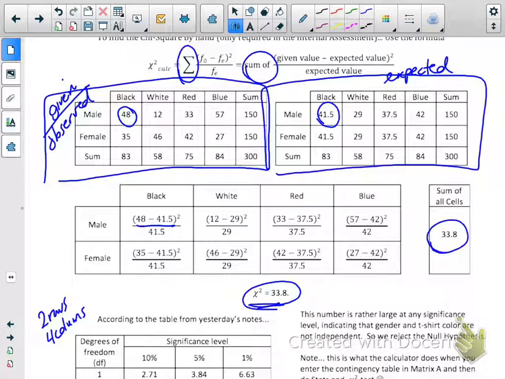Now, again, you don't want to include your sum. So I really have 1, 2, 3, 4, 5 columns of numbers, but really only 4 are my data points. So if I find my degrees of freedom, that's going to be 2 minus 1 times 4 minus 1. That's going to be 1 times 3. That's going to be 3.